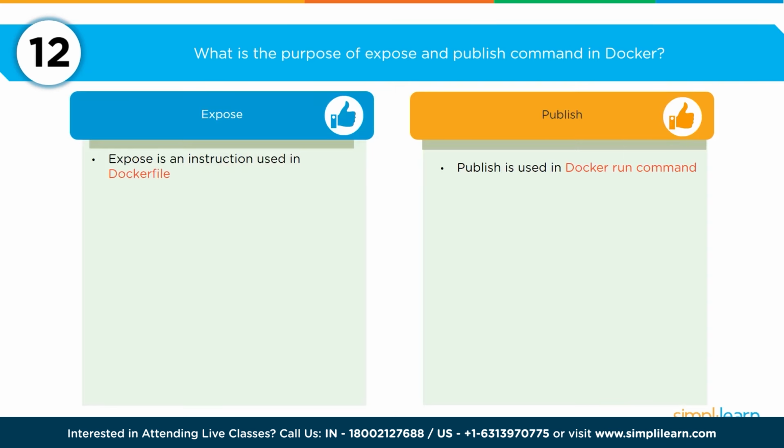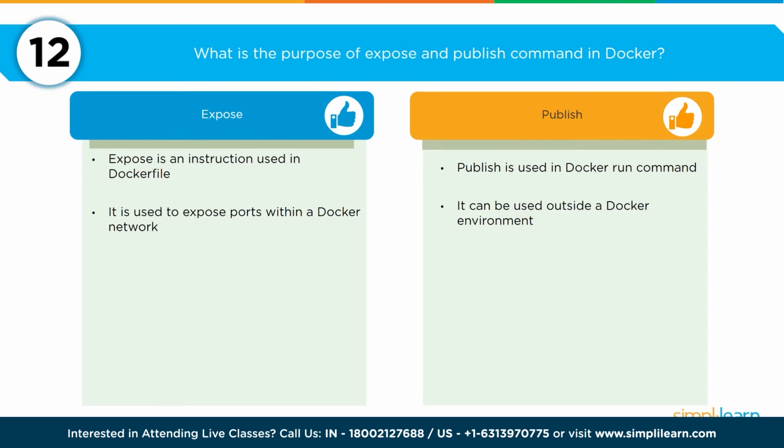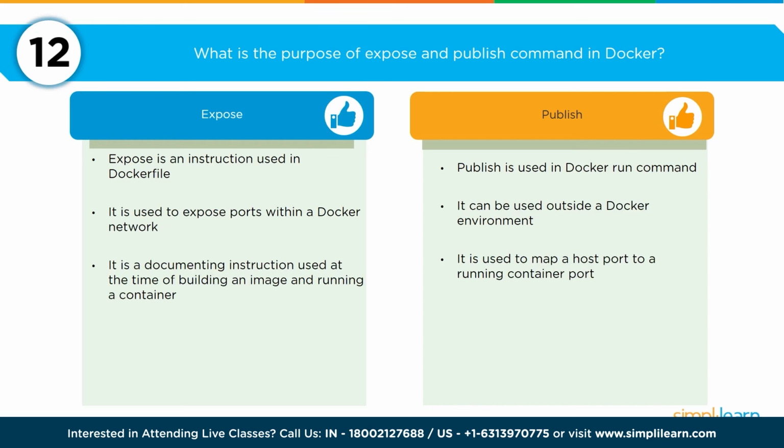So what is the purpose of the expose and publish commands in Docker? If we go through, expose is an instruction used in a Dockerfile, whereas publish is used in the docker run command. Expose is used to expose ports within a Docker network, whereas publish can be used outside of a Docker environment. Expose is a documenting instruction used at the time of building an image and running a container, whereas publish is used to map a host port to a running container port.